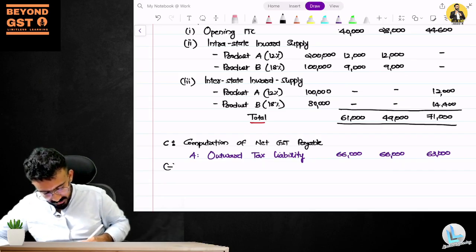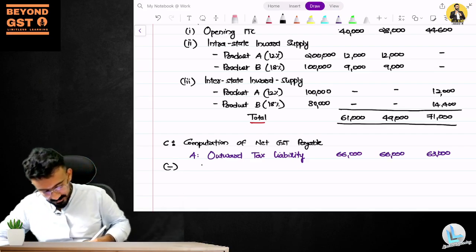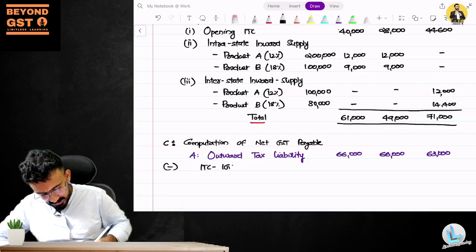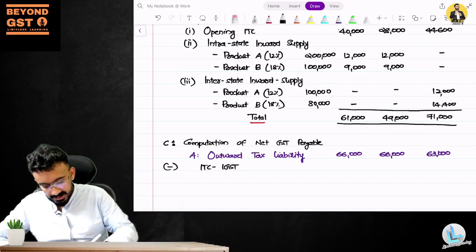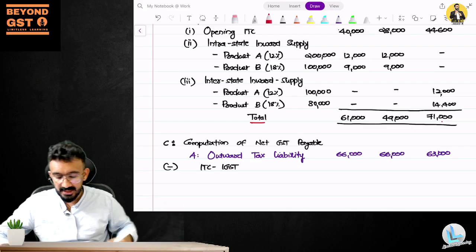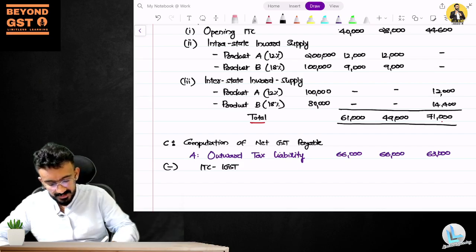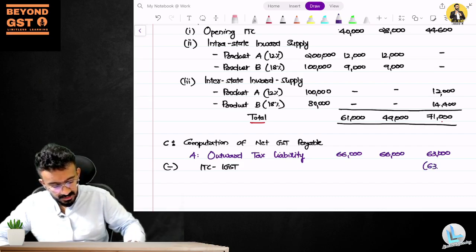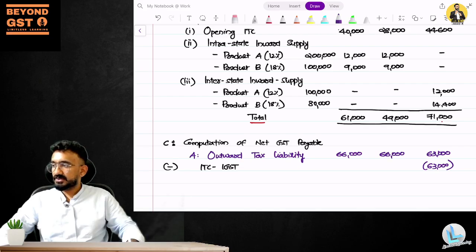Then minus, what is the first credit that I have to take? I have to take ITC of IGST first. ITC of IGST is how much? 71,000. First I should set it off against IGST liability. What is my IGST liability? It's only 63,000. So I will set it off against IGST 63,000. Now how much extra credit do I have? I have 8,000 extra credit, right?